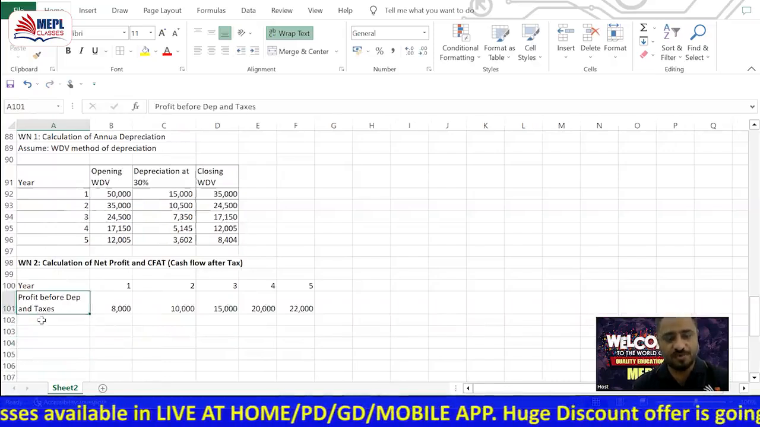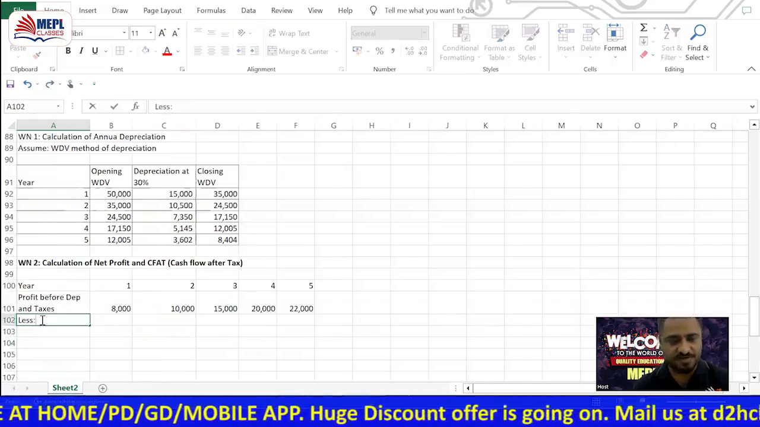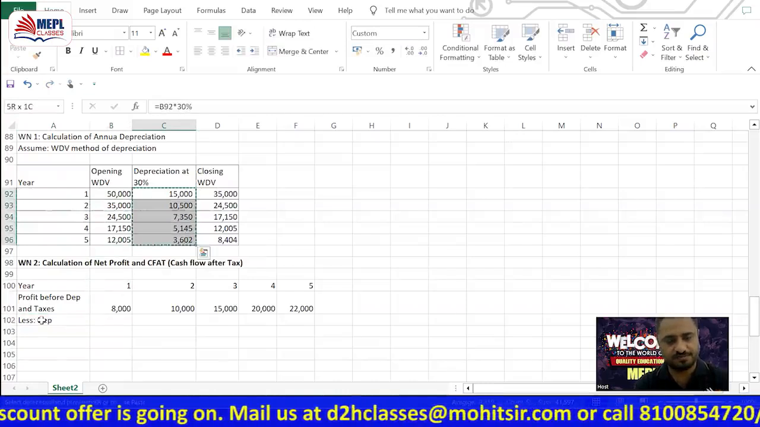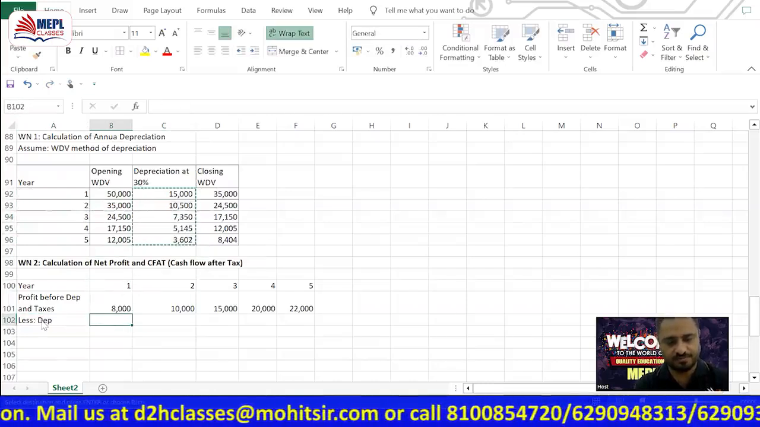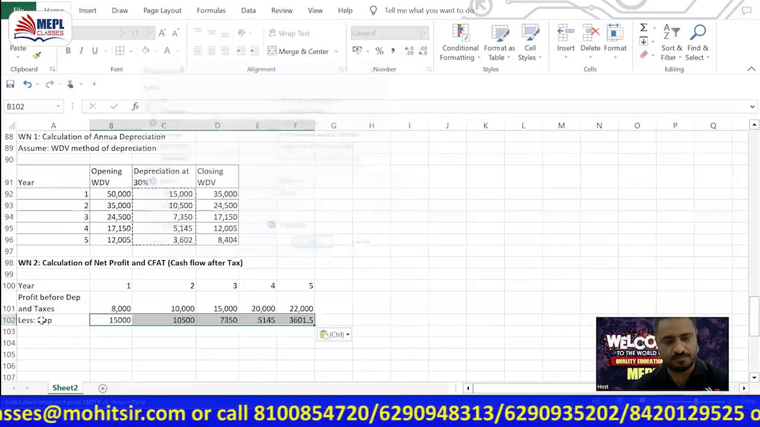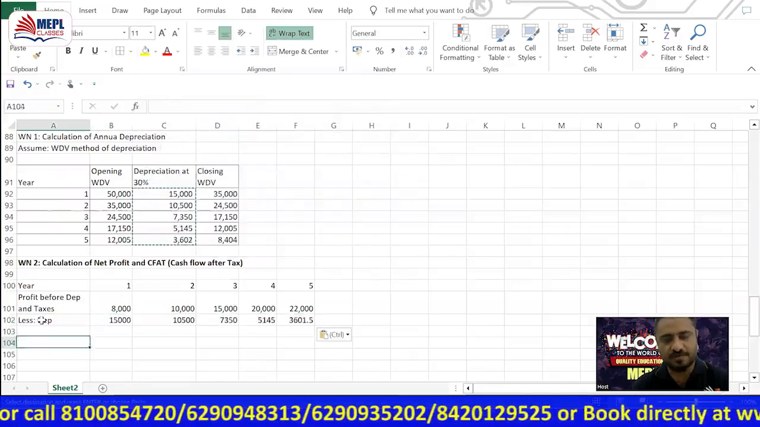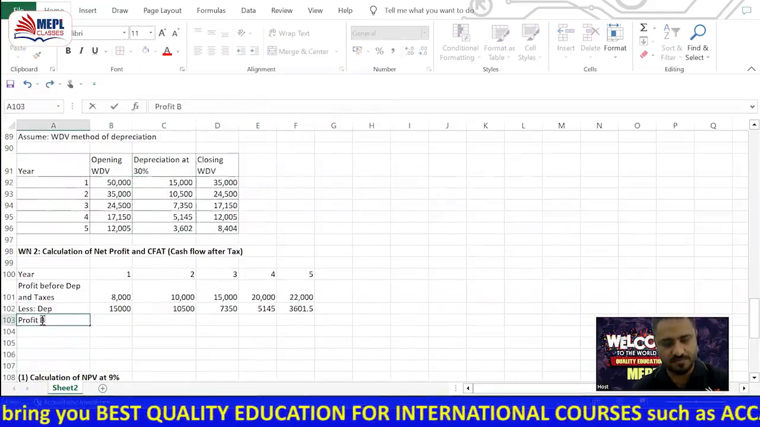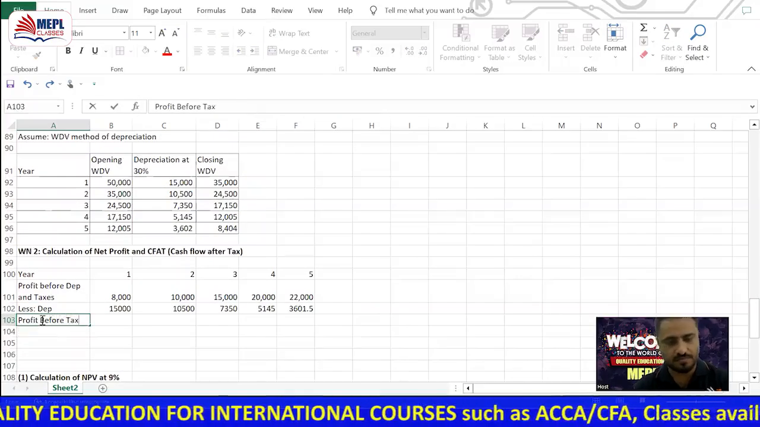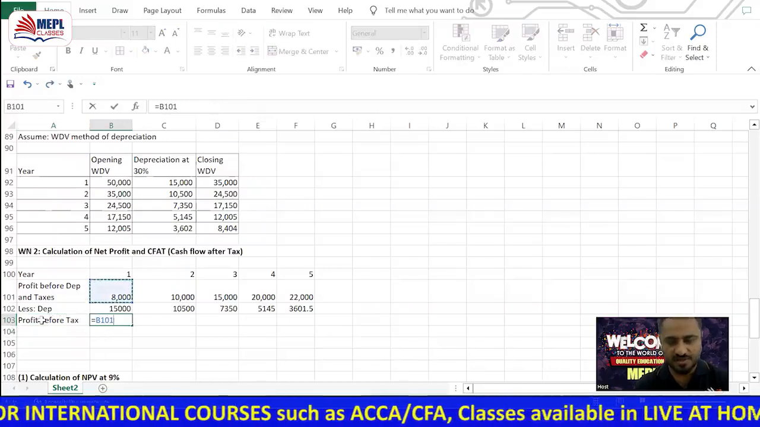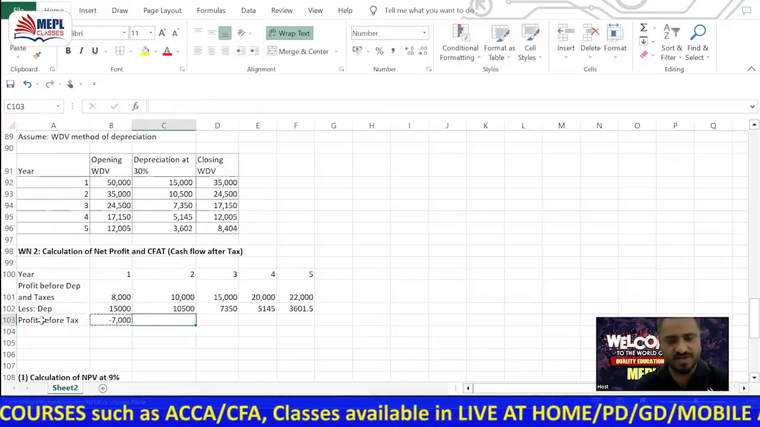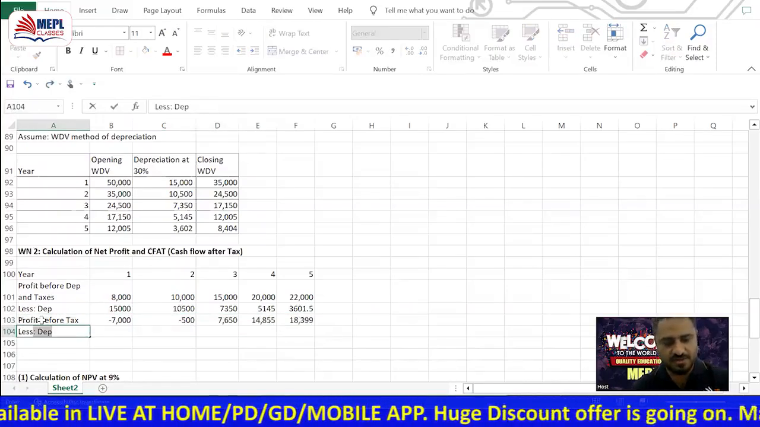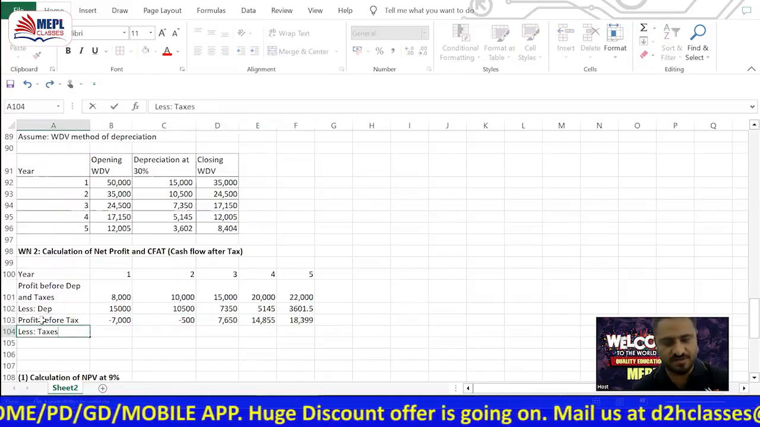Now, as this is the profit before depreciation and taxes, we will subtract a depreciation first. Depreciation we already have. So after applying the depreciation, we will get profit before tax. Profit before tax will be profit minus depreciation. There can be profit, there can be a loss. Then we will deduct taxes.